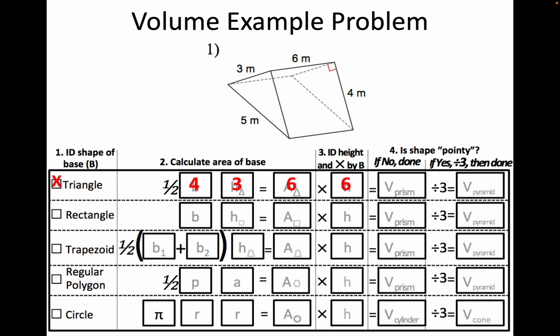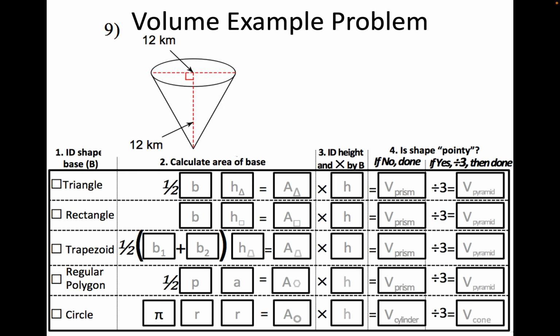Now it's asking me to multiply the area of the base times the height, so 6 times 6 would be 36. And the final question is asking, is this shape pointy? If the answer is no, then you're done. If the answer is yes, then you need to divide by 3. So for this one, I can see that the answer is no, this is not pointy, so I'm done. The volume of this shape would be 36 cubic meters.